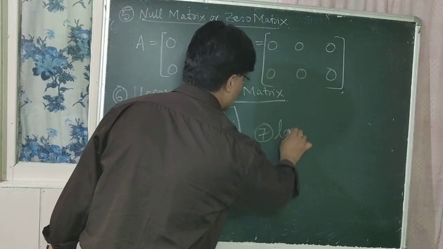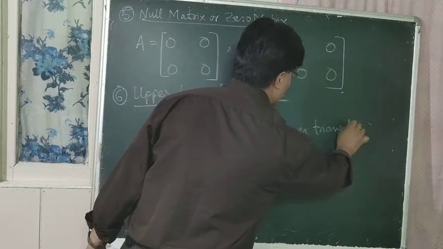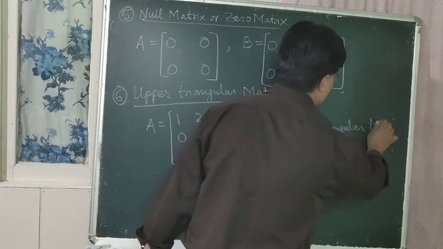Okay? So now 7. Lower triangular matrix. What do you mean by lower triangular matrix?